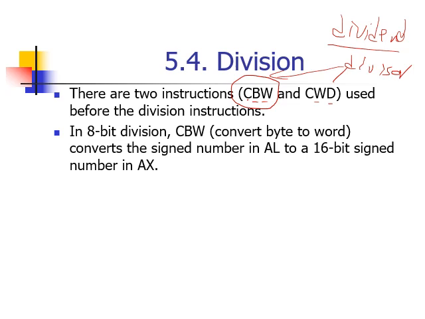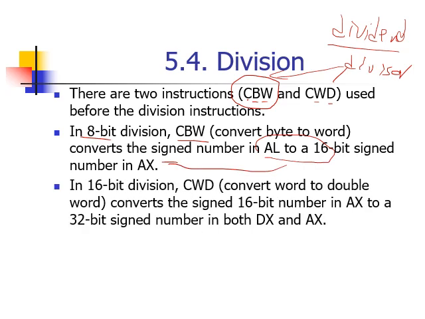So you have to use convert byte to word in 8-bit division, and you convert whatever value is inside AL to 16 bits placed in AX. And you convert word to double word: the 16 bits placed in AX are now converted into 32 bits. This conversion is done by what we have previously mentioned, which we named sign extension.